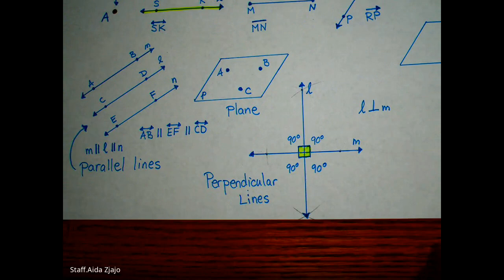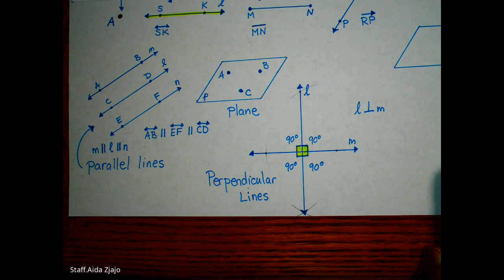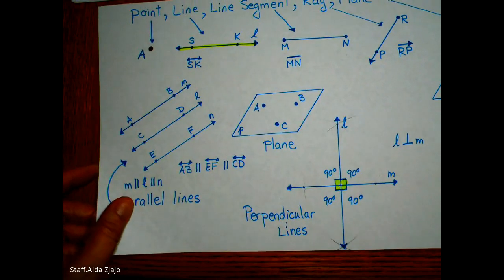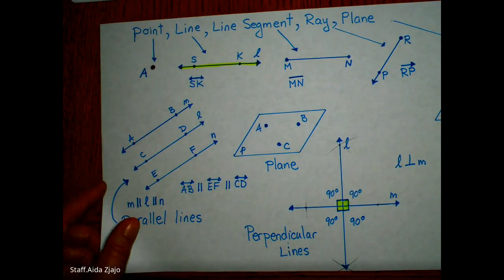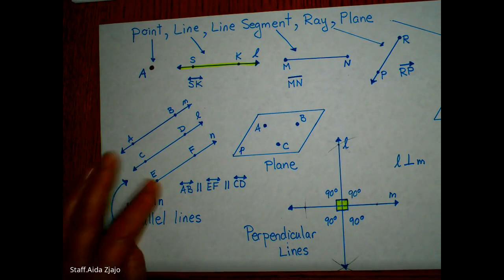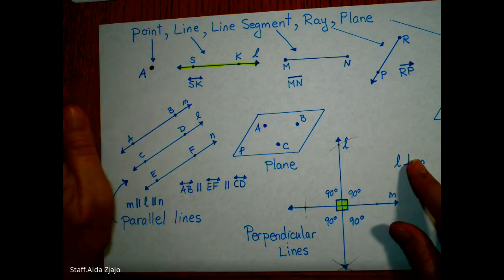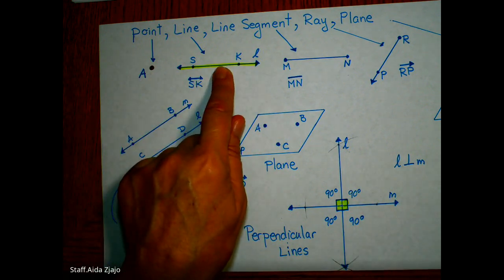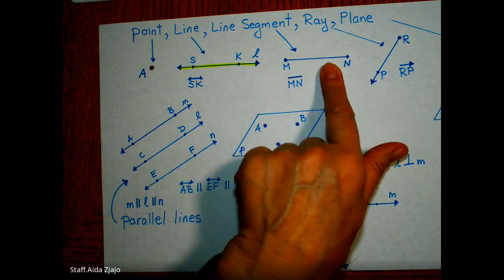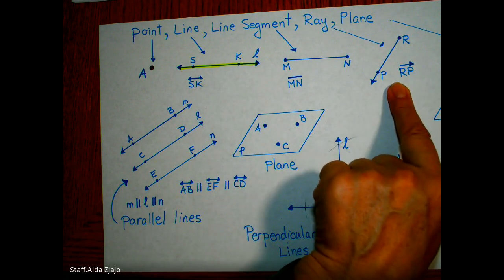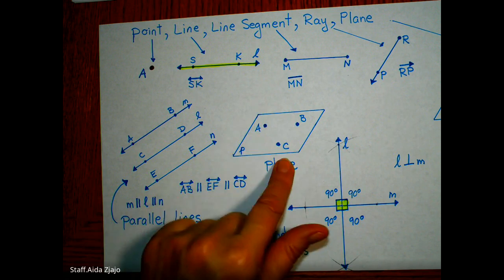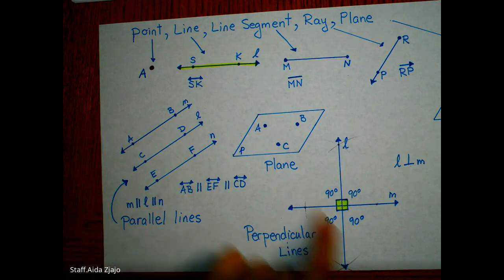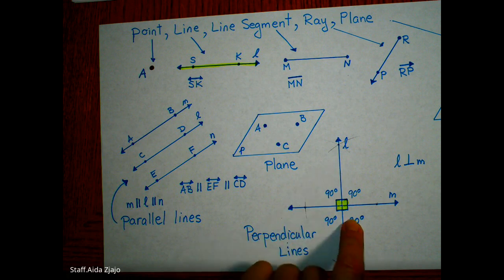Okay, you can see what we did when we narrow it down. We can say we did point, we did line, we did line segment, we did ray, we did plane, we did parallel lines, and we did perpendicular lines.